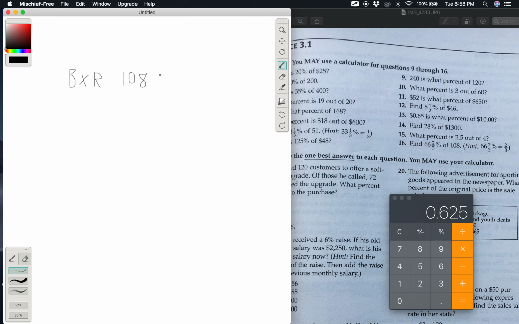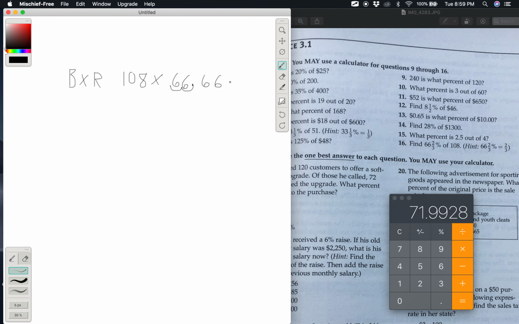Okay, so this is 108 times 66 point, the equivalency of the fraction 2/3 to a decimal is 0.66. Now, because this is a percent, as you can see here, 62 and 2/3%, we need to move this over 2 places. Then we do 108 times 0.6666 equals 71.99. Okay, so that is your answer.